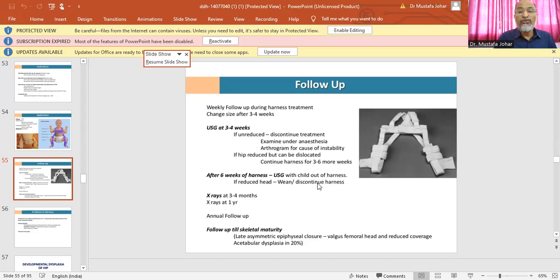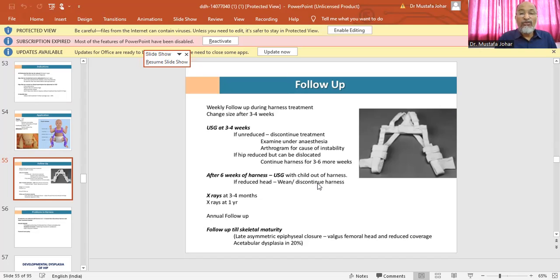If the hip is reduced but can be dislocated, then you have to continue the Pavlik harness for another 3 to 6 weeks. So every week, every 3 weeks or 4 weeks, you examine, and if the dislocation is again occurring or the hip is getting dislocated, then you have to continue for more than 6 months.